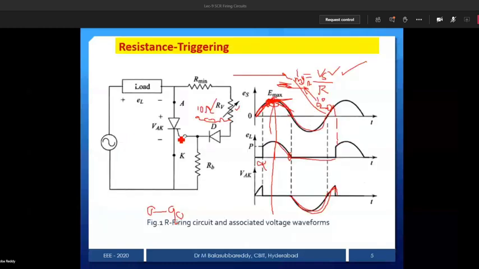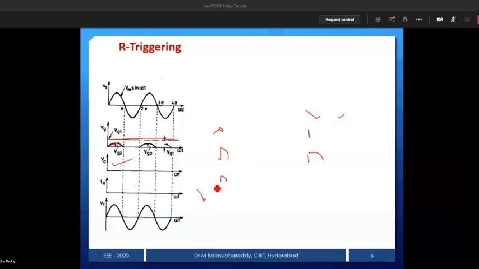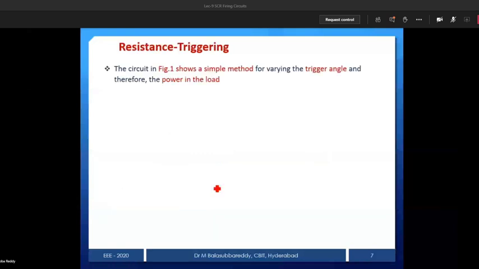This red shape whatever I am drawing is the output voltage waveform, and the voltage will be up to this, and this will be 0. That is the only difference if you want to use exactly 90 degrees. These are just for understanding, and I have given some theory part also. Just slightly I will recall that.